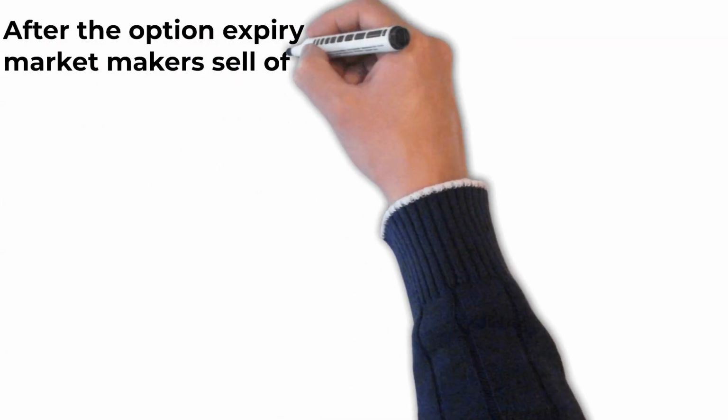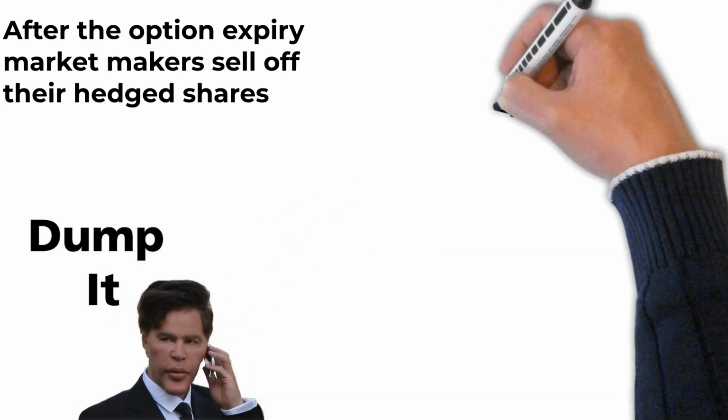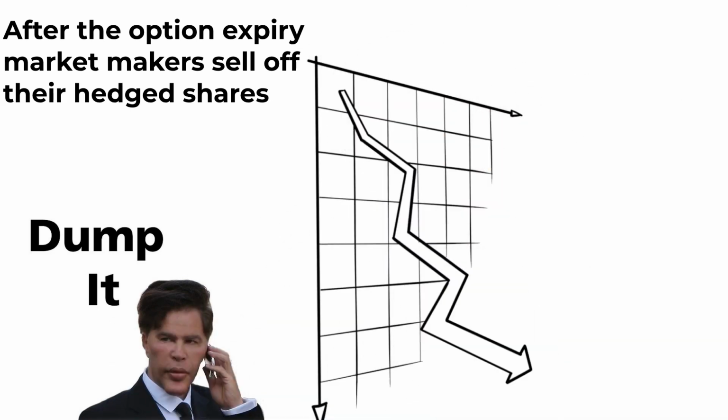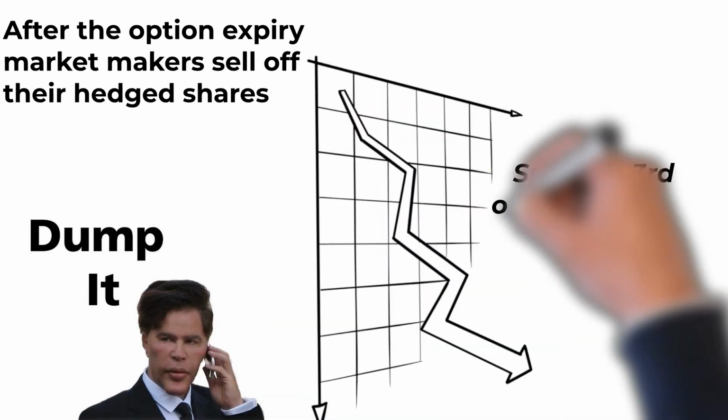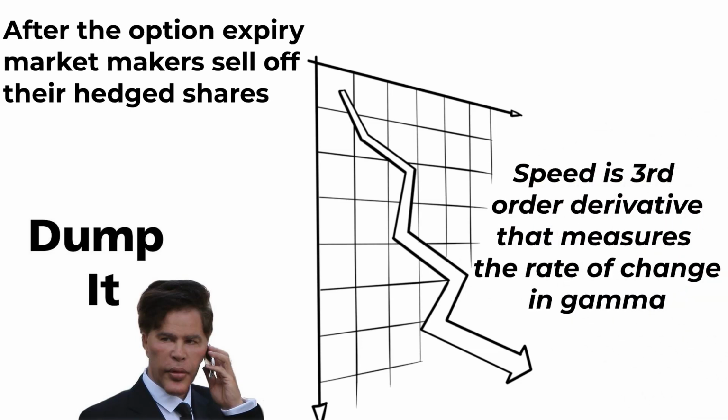Once those options expire though, market makers then sell off their shares that are left over from their hedge positions, which can create a massive sell-off after the short squeeze. For those of you who are curious or want to dive deeper into gamma, speed is the third-order derivative that measures the rate of change in gamma, although I won't be covering that in this video.